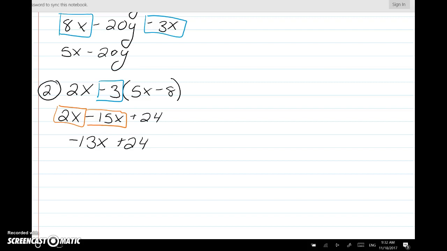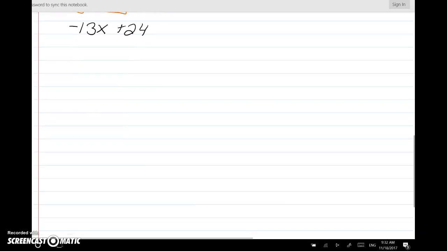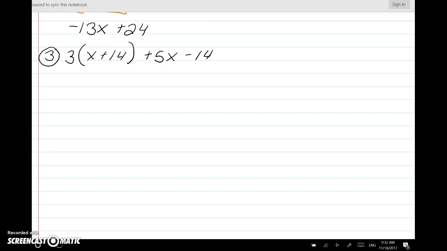How about one more? This one's a little bit more going on here. Let's see if you can handle it. Number 3. 3 times (x plus 4) plus 5x minus 14. Go ahead, start, oops, this is actually 4, not 14. Go ahead, put the answer into the box on the side.